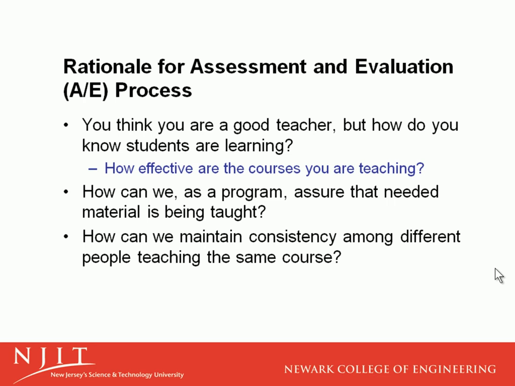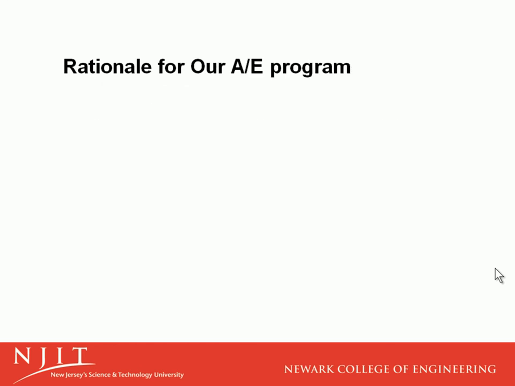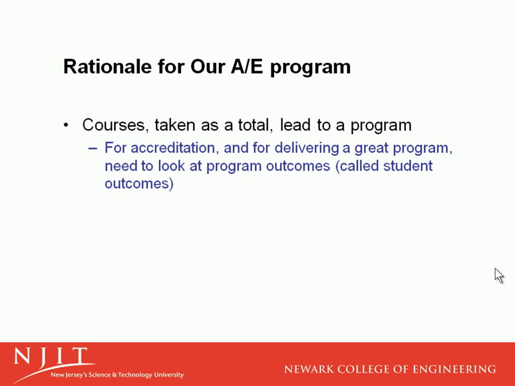We have multiple sections of a course. We want to be able to have students learn the same for all courses. And finally, how can we have a system that will support our accreditation, which is ABET, essentially the accreditation board for engineering and technology? The rationale for our own program is that courses taken as a total lead to a program.